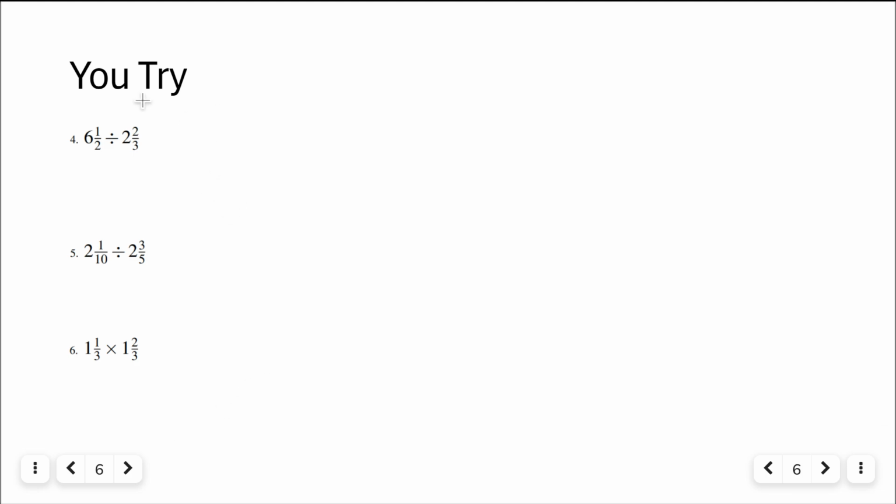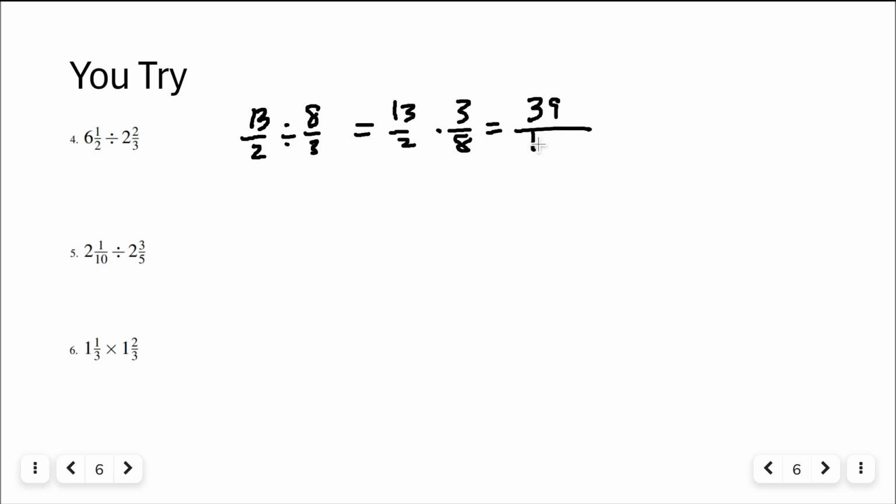All right, so here's 3 for you to try real quick. Okay, so 6 and 1/2. You try them out. Make sure that you get them right. Is 13 over 2 divided by 8 over 3. And then that's going to become 13 over 2 times 3 over 8, which unfortunately I can't reduce anything. 3 times 13 is 39. 2 times 8 is 16. 16 into 39 twice.